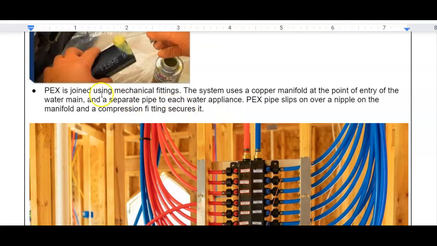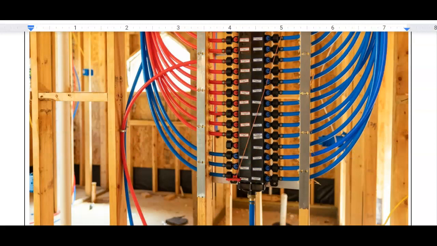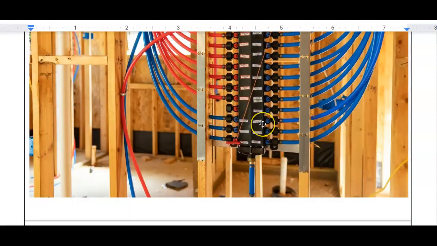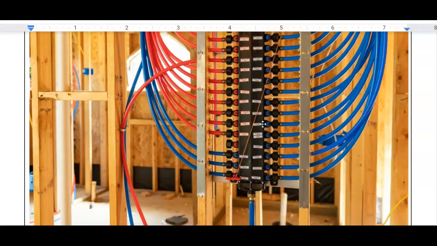So PEX is joined using mechanical fittings. The system uses a copper manifold at the point of entry and a separate pipe for each water appliance. PEX pipe slips on over a nipple on the manifold, and that compression fitting secures it. So you look here, and this could look a little complicated. And I guess it is until you see what's going on.